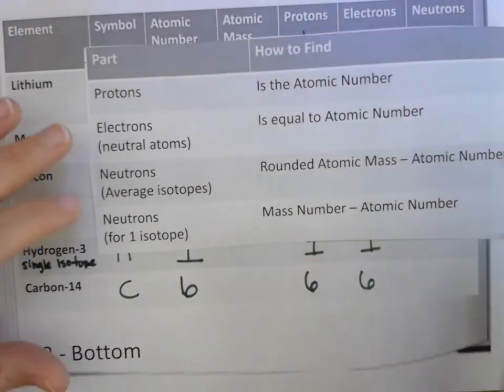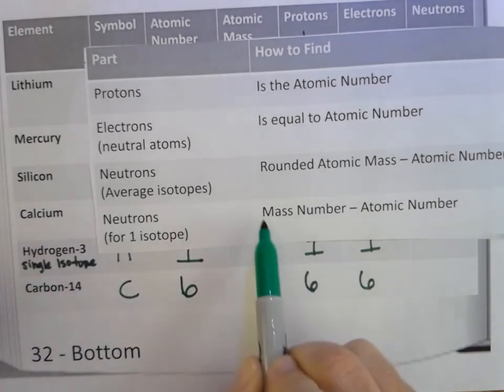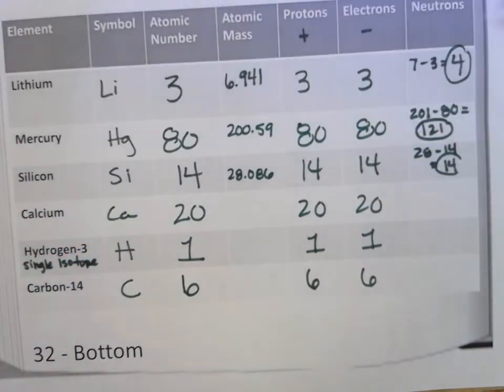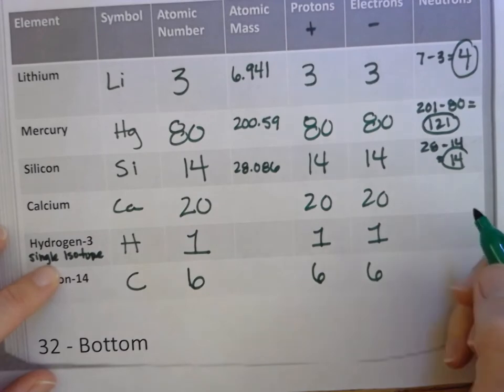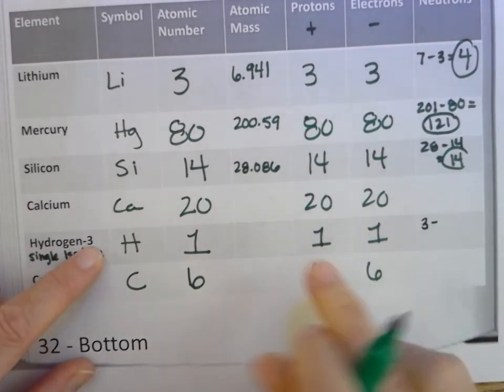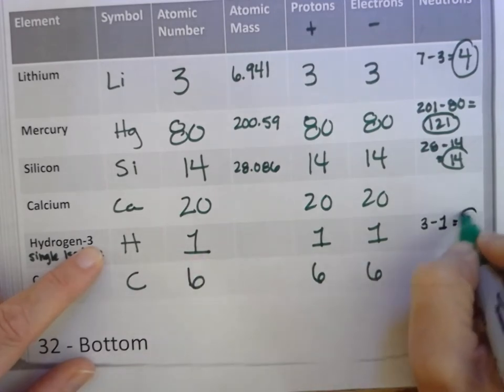For finding neutrons for one isotope, I'm going to take the mass number, which will always be a whole number, and subtract the atomic number. This makes it super easy. I don't even have to go to the periodic table. I'm going to take the mass number, which is 3, and subtract the atomic number, which is 1, and I'm going to get 2, or 2 neutrons.